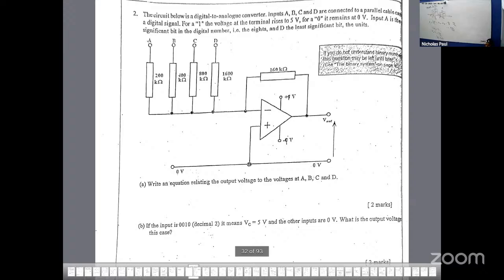Page 32. Hurry up, please. Dylan, question, please. Hurry up, try it quickly. Right, so the circuit below.